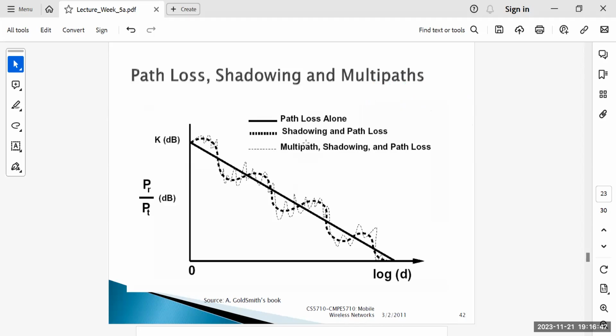So if there is path loss and shadowing, and on top of that, there is also multipath, in that case, the received power will fluctuate further. Obviously, if we do a simple linear regression, we will get this straight line. But in reality, this is only for the case when there is path loss alone. When that is accompanied with shadowing and multipath, you will get a graph like this.